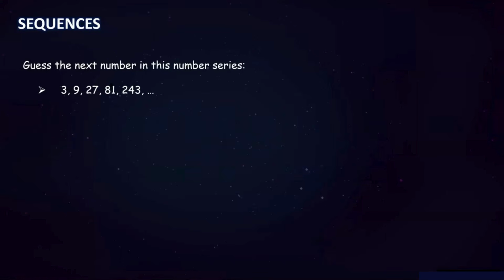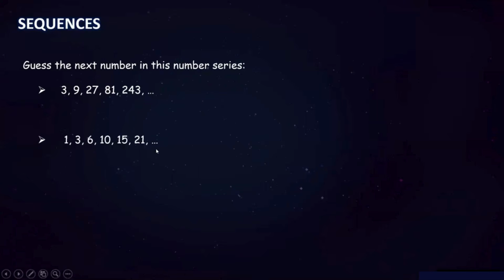Can anybody guess what number comes next in this sequence? Somebody is saying 243 into 3. Fine. See here, they're all just powers of 3. You can see 3 power 1, 3 power 2, 3 power 3, and so on. So when this is the sixth number here, you can easily expect it is 3 to the power of 6, 729. Correct? Fine, good.